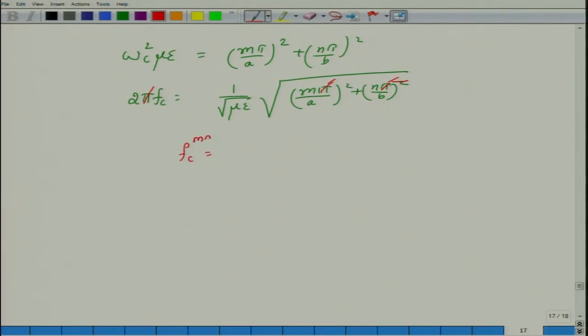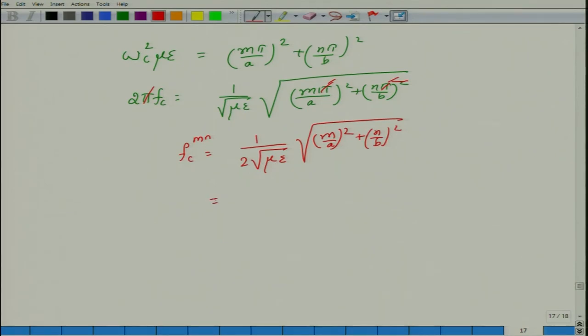Sometimes I'll use the superscript to just denote that this is a quantity that depends on the mode numbers m and n. This is given by 1 by 2 square root mu epsilon into square root of (m by a) whole square plus (n by b) whole square. But what is 1 by square root mu epsilon?